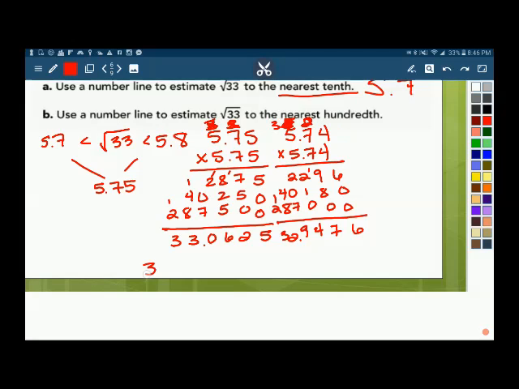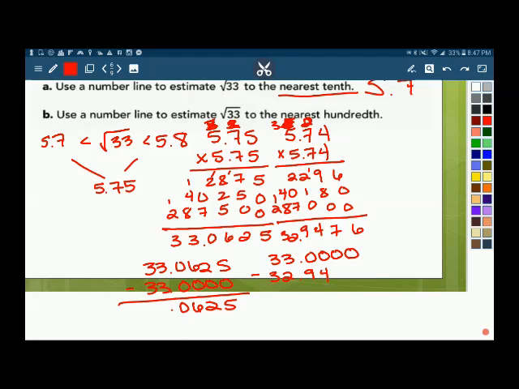So 33.0625 minus 33, which would really be 33.000, is just 0.0625. Then 33, I'm going to give myself some zeros so I can do the proper subtraction, minus 32.9476. We're going to have to do some borrowing here.